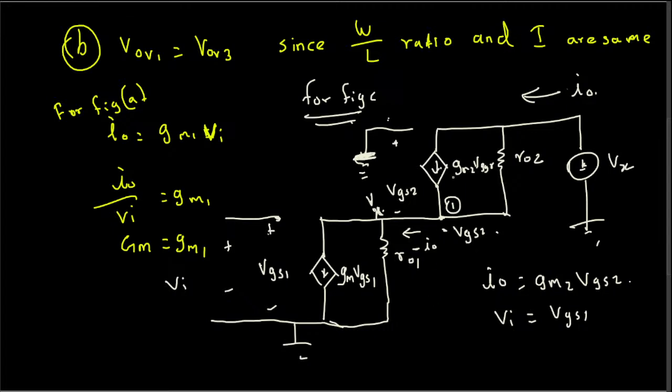Let's see what happens. We have to consider both of the circuits: GM2 VGS2 and GM1 VGS1. We can also say GM1 Vi as well. One current is going into the node, one is going out of the node, so you have to take either one of them positive or negative. If you take going in as negative, then going out should be positive. Just keep up with the signs.